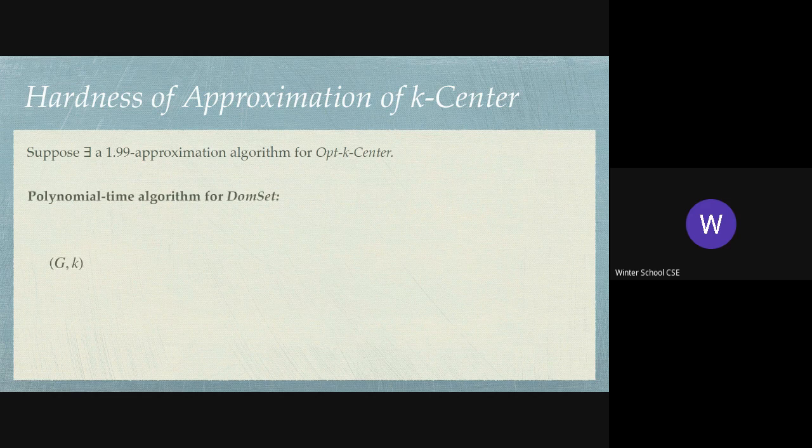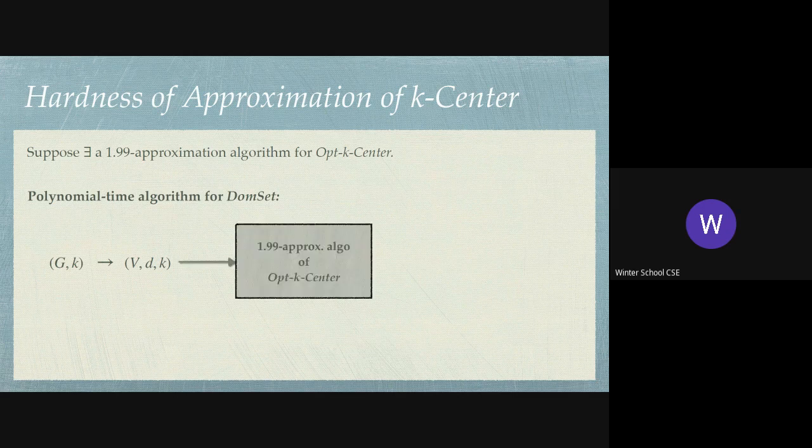So here's my polynomial time algorithm for dominating set. You take G comma K. You convert it into V, D, and K using the same reduction. And then you feed this V, D, and K to your 1.99 approximation algorithm of K center. Now, what if G comma K is a yes instance? If G comma K is a yes instance, there exists a dominating set of size K.